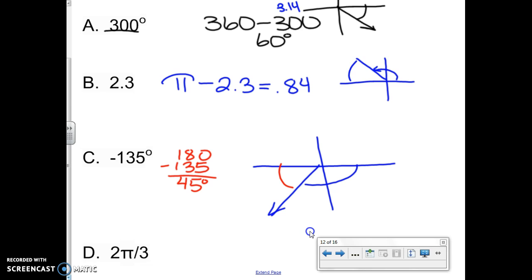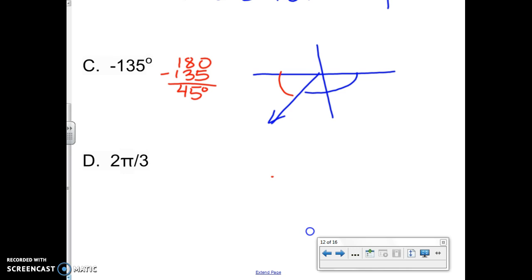2 pi over 3. What quadrant is that one in? Oh, true. Faster way to get it. Connor just said 60 degrees. 2 pi over 3. If they're written in that format, that's very true. That is your reference angle right there. We can use that, especially if it's a 30 or a 60 or a 45.